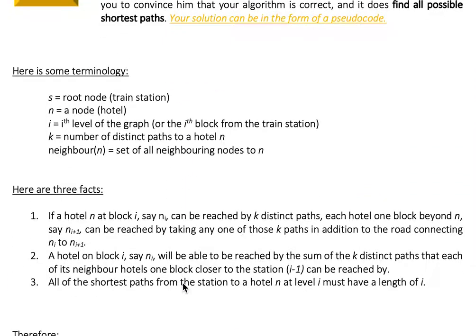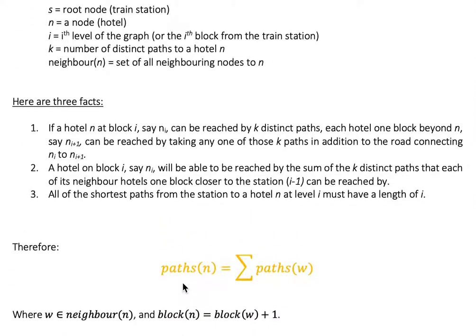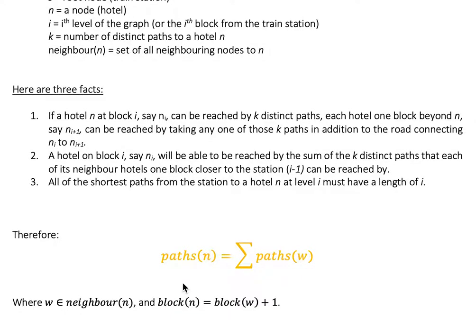The correctness of the equation here in yellow is built upon the logic of the three facts stated above. If a hotel n at block i, say n of i, can be reached by k distinct paths, each hotel one block beyond n, say n of i plus 1, can be reached by taking any one of those k paths in addition to the road connecting n of i to n of i plus 1.